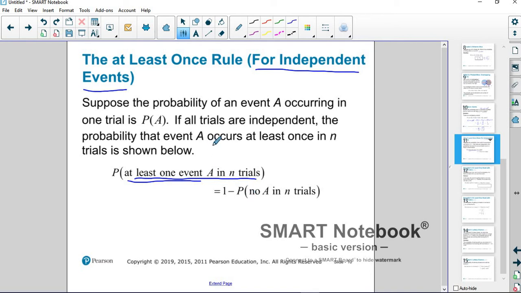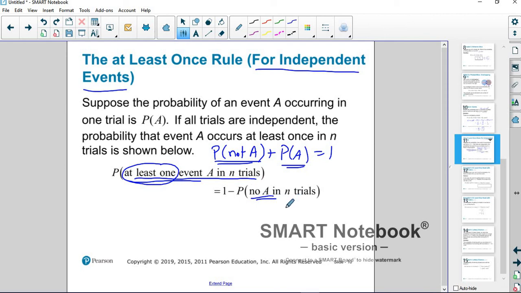Okay, what's the opposite of getting at least one? The opposite of getting at least one is that we didn't get any. We got none. No A's. Remember the idea, the P of not A plus P of A was equal to 1. Remember we talked about that at the end of 7A, right? So the probability of getting at least one is 1 minus the probability of not getting at least one, and that's none. That's the probability of getting none.